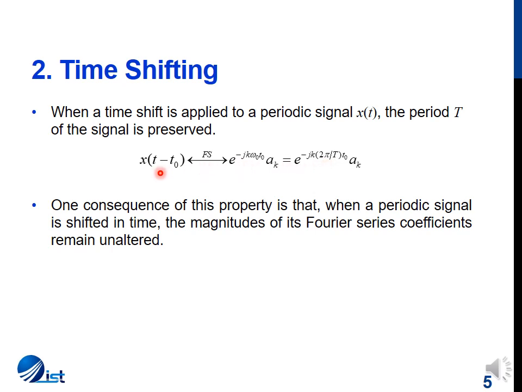This property is consistent with our observation from Laplace transform. Whenever we have a delay, we have a complex exponential being multiplied in the other domain. For time shifting, we should keep in mind that the sign of the complex exponential is the same as the sign of the delay or advance. If it is plus t0, then we will have a plus t0 over here. So let's see an example to illustrate the time shifting property.